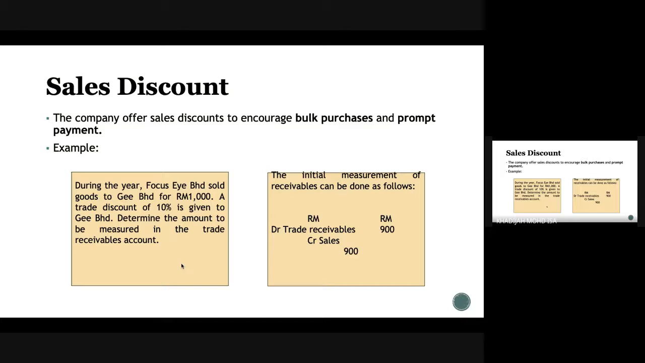So when you have 900, you debit your receivable 900, credit your sales of 900 as well. So you don't show the 1,000 because you record at net. So net sales is 900.